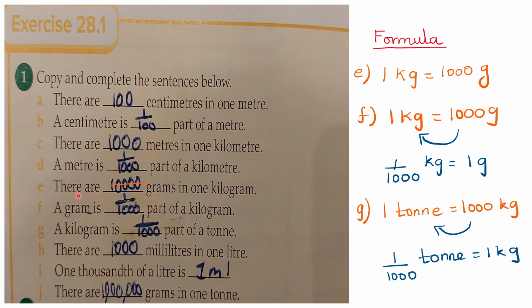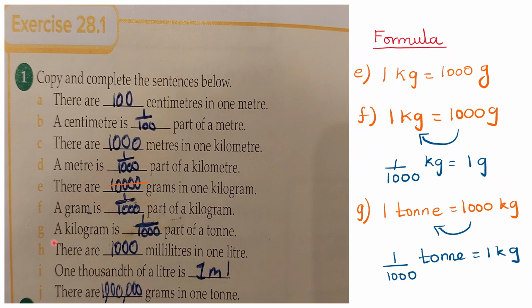The next question is, there are dash grams in 1 kilogram. So what is the formula? 1 kilogram equals 1000 grams. So there are 1000 grams in 1 kilogram. Now F question is, a gram is dash part of a kilogram. So what formula do we know? 1 kg equals 1000 grams. From this, we are finding 1 gram. So what we have to do? We have to take this 1000 to the other side. So it will be 1 by 1000 kilogram equals 1 gram. So a gram is 1 by 1000 part of a kilogram.